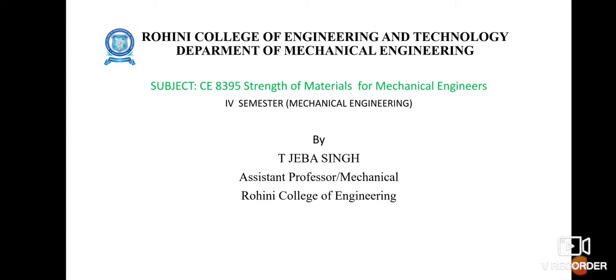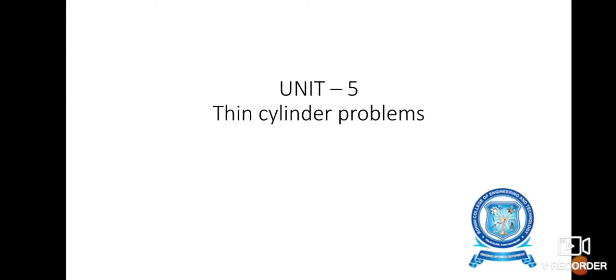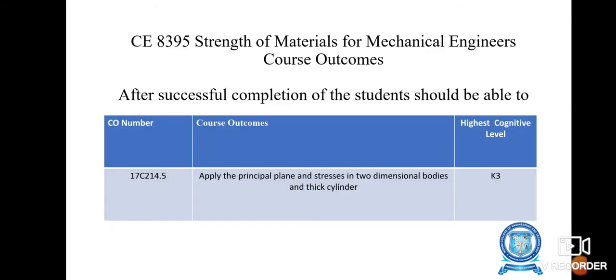Today we have discussed the subject CE8395 Strength of Materials for Mechanical Engineers. Unit 5: Thin Cylinder Problems. We have discussed the thin cylinder problems. After successful completion of the course, the student should be able to apply the principal plane and stress in two-dimensional bodies and thick cylinders. The knowledge level in this unit is K3.